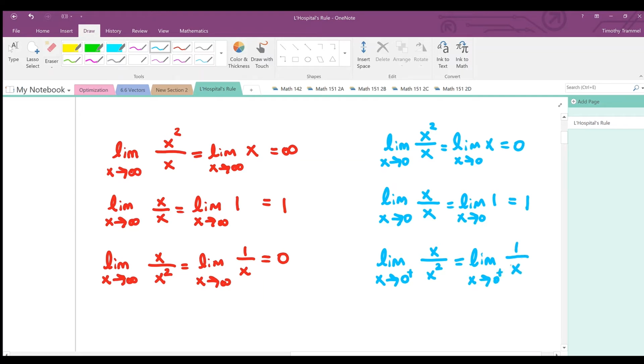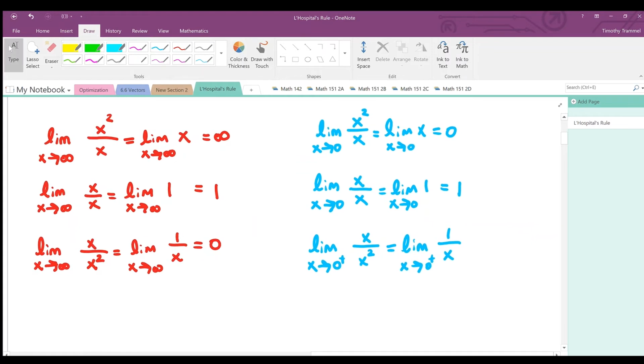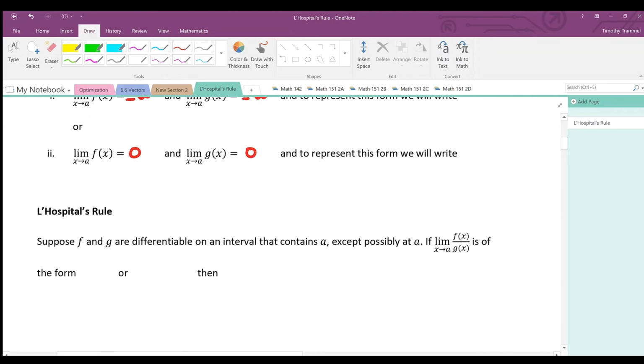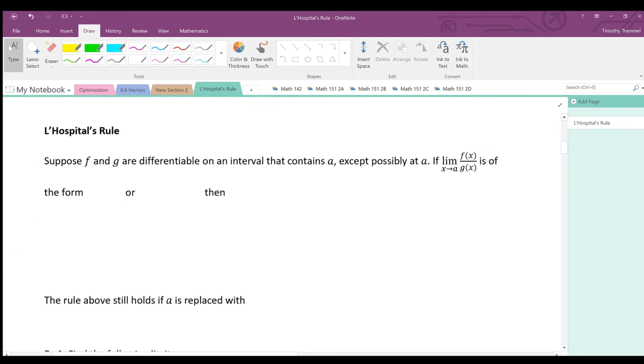And so if we were looking at this right-hand limit, if you were to look at the graph of 1 over x, what you would notice is that as we approach 0 from the right, this thing's going to grow without bound. All right. Let's see exactly what L'Hopital's rule is.